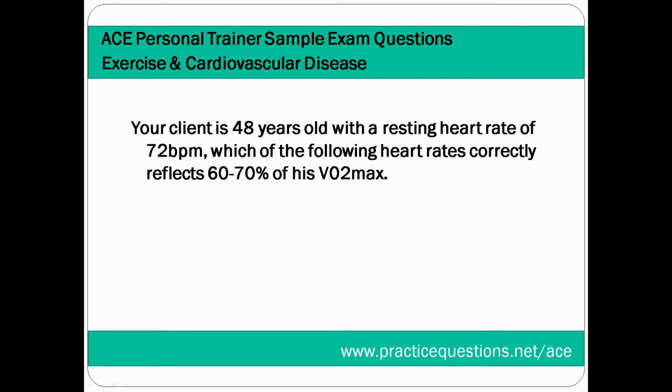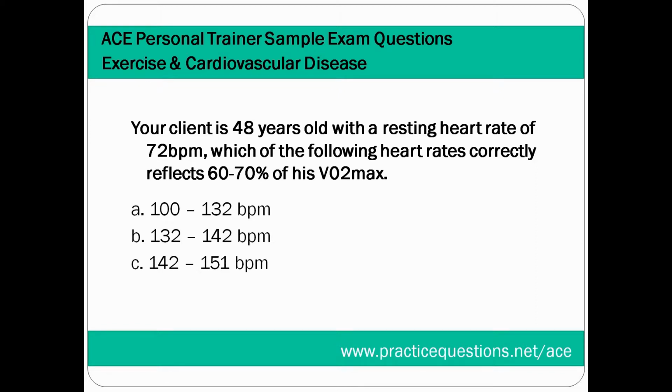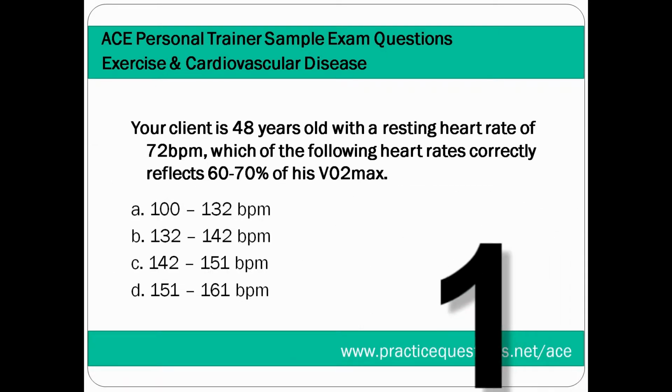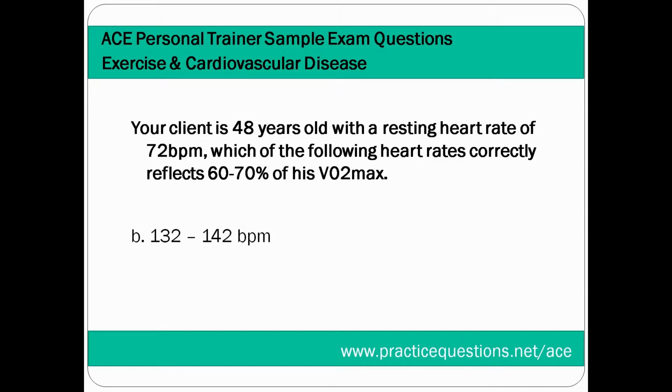Your client is 48 years old with a resting heart rate of 72 beats per minute. Which of the following heart rates correctly reflects 60 to 70% of his VO2 max? 100 to 132 beats per minute, 132 to 142 beats per minute, 142 to 151 beats per minute, 151 to 161 beats per minute. The answer is 132 to 142 beats per minute.